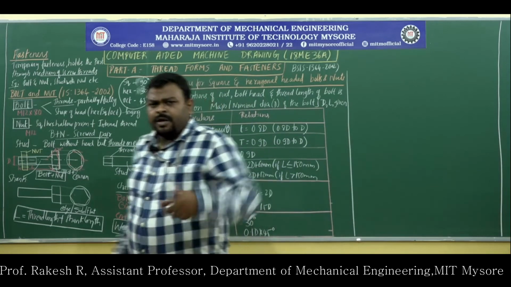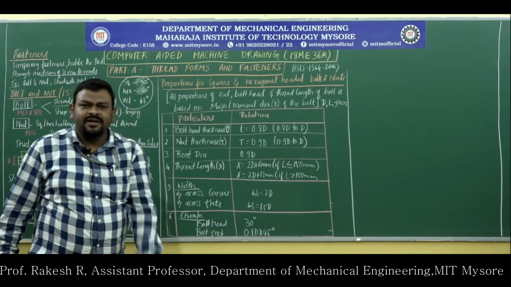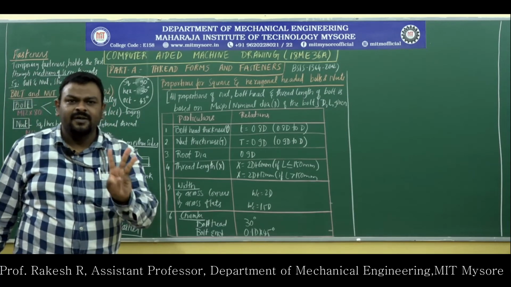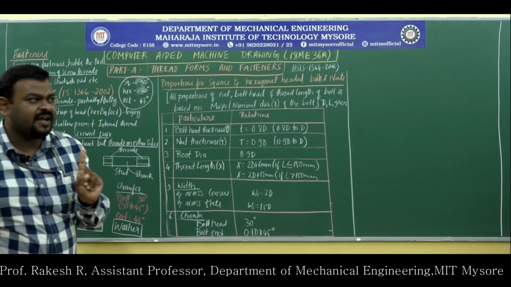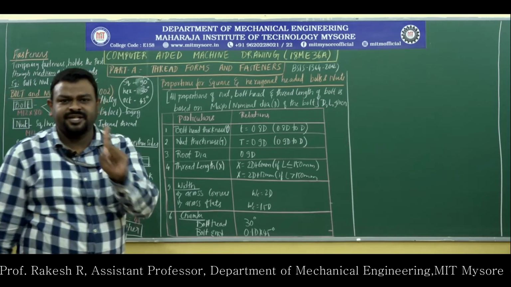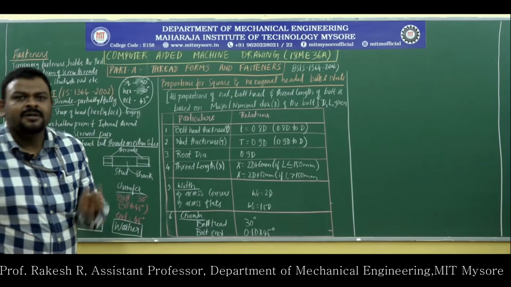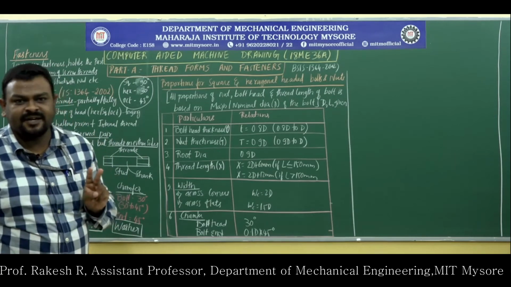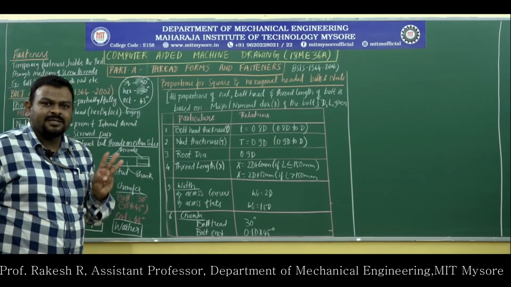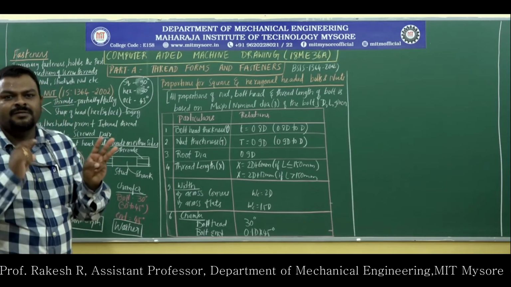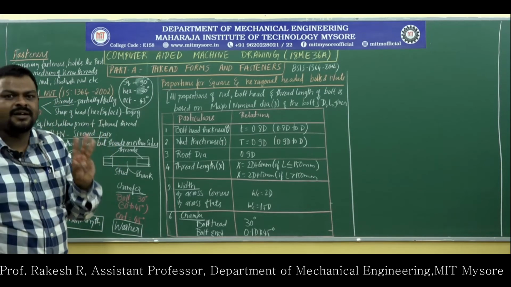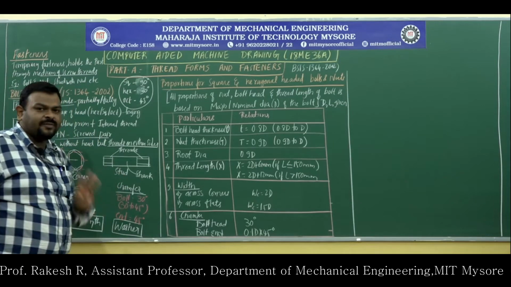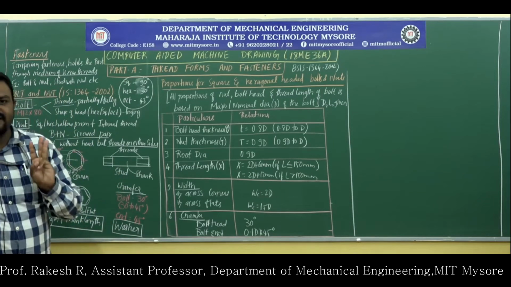So you have to just remember three things: what is a bolt, what is a nut, and what is a stud. A bolt is a cylindrical structure having external threads as well as a head. A nut is a hollow prism having internal threads. A stud is a cylindrical structure having threads on either side, and it does not have any head. These three things you have to remember: bolt, nut, and stud.